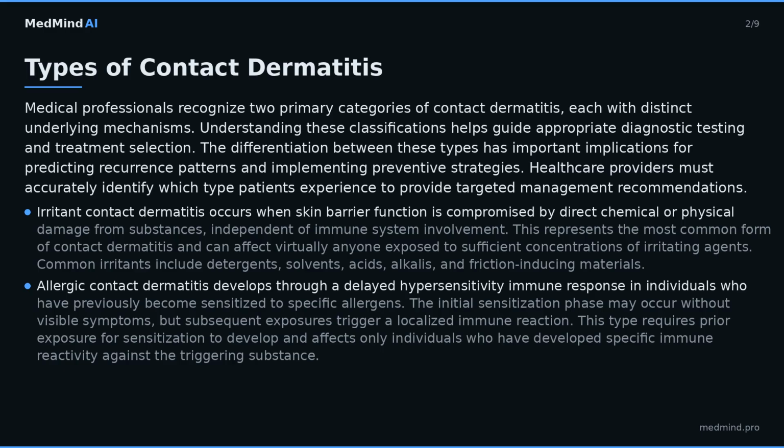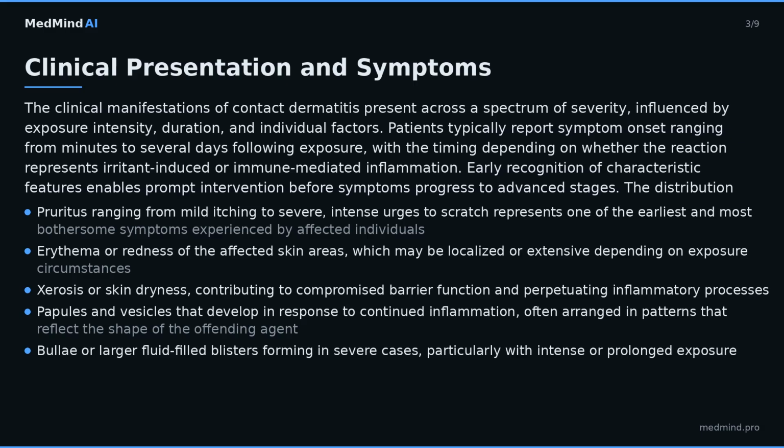Allergic contact dermatitis develops through a delayed hypersensitivity immune response in individuals who have previously become sensitized to specific allergens. The initial sensitization phase may occur without visible symptoms, but subsequent exposures trigger a localized immune reaction. This type requires prior exposure for sensitization to develop and affects only individuals who have developed specific immune reactivity against the triggering substance. Clinical presentation and symptoms.